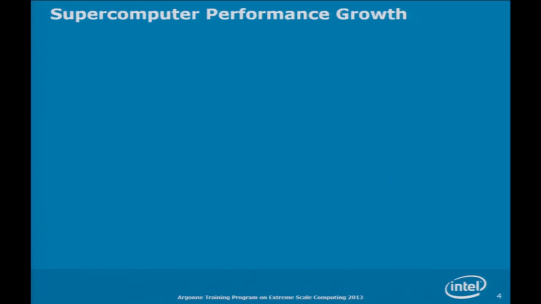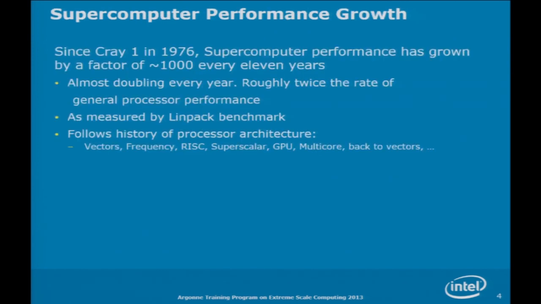So you look back at the history of supercomputer growth. It turns out that since the Cray-1 in 1976, supercomputer performance has grown roughly by a factor of 1,000 every 11 years. That's almost doubling in performance every year. That's actually twice the rate at which general purpose computers have grown in performance. So how is that possible?